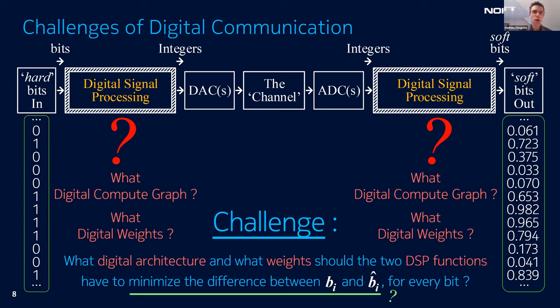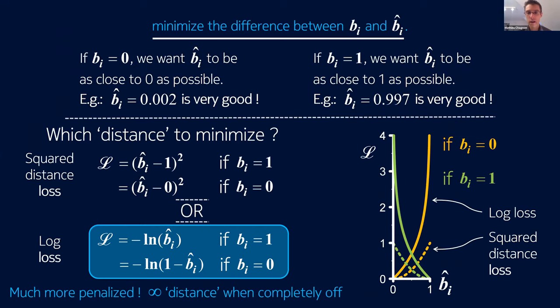There are two ways we can look at this. We said if the transmit bit was a zero, then a value equal to zero is good, and if it's one, a value equal to one is good. So what do we mean by distance? We could use two distances. We could use a square distance loss, where if my transmit bit was a one and I know that it was a one, then I want to minimize B hat minus one squared. And if it was a zero, then I want to minimize B hat minus zero squared.